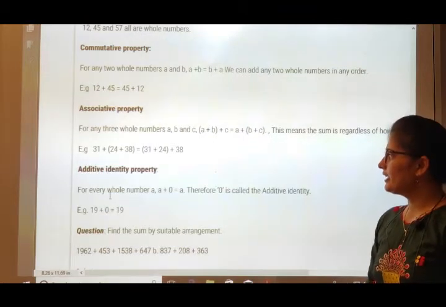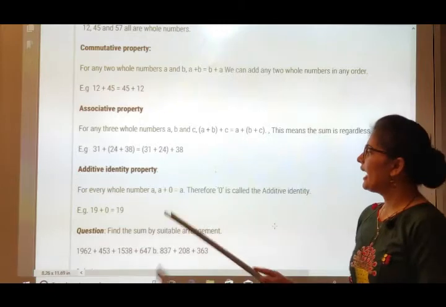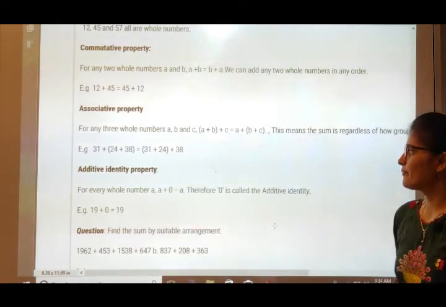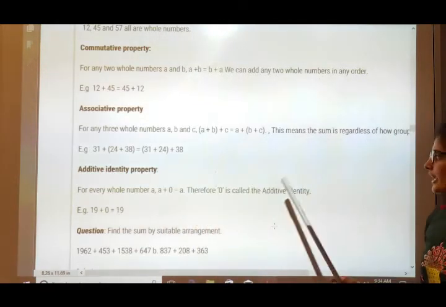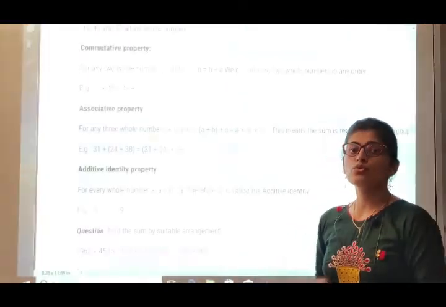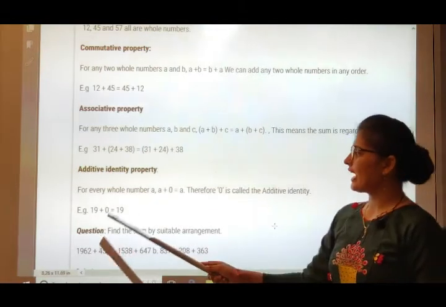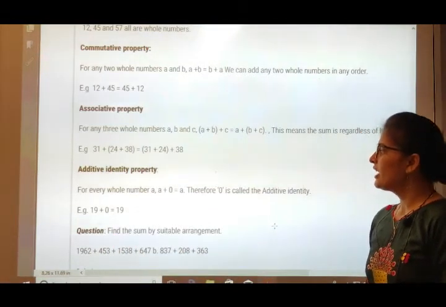Now additive identity property. Here for any whole number a, a plus 0 is equal to a. Therefore 0 is called the additive identity. It means any whole number you add to 0, you will get the whole number itself. Here you can see 19 plus 0 is equal to 19.